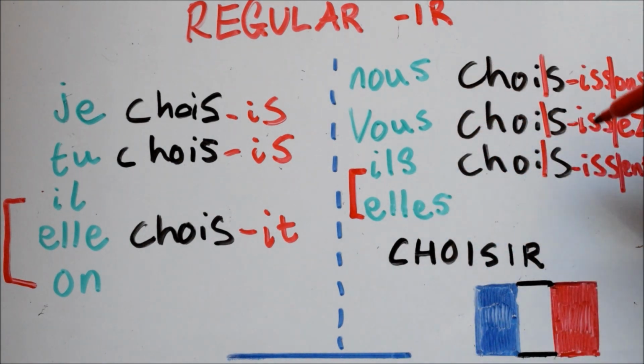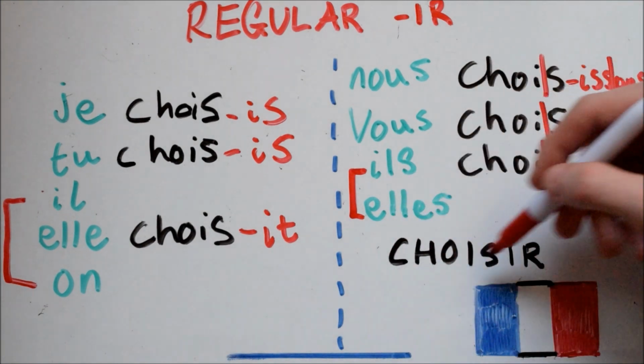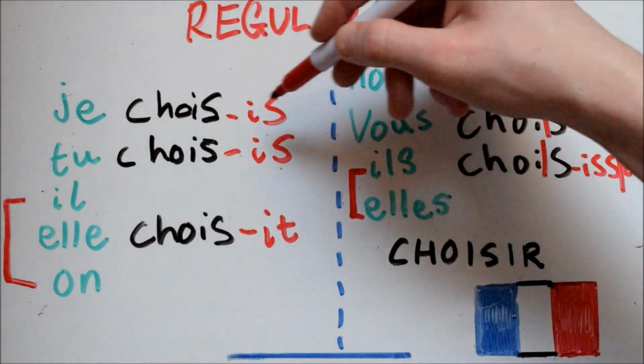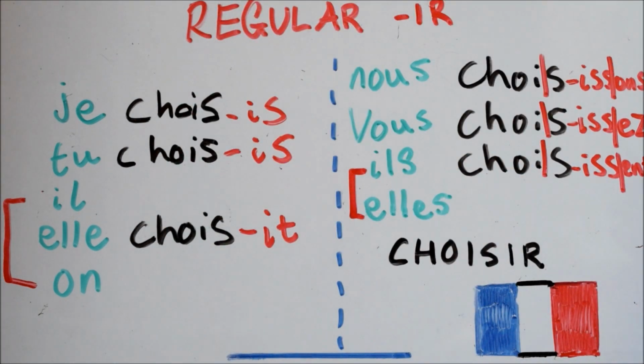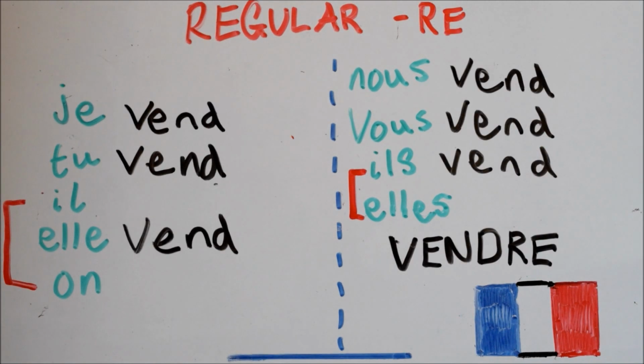Elles choisissent. Remember, this is the verb, this is the stem. Don't worry if you're getting stuck. Carry on watching the video until the end, and I'll go over a few points to help you. Finally, we'll move on to regular RE verbs.